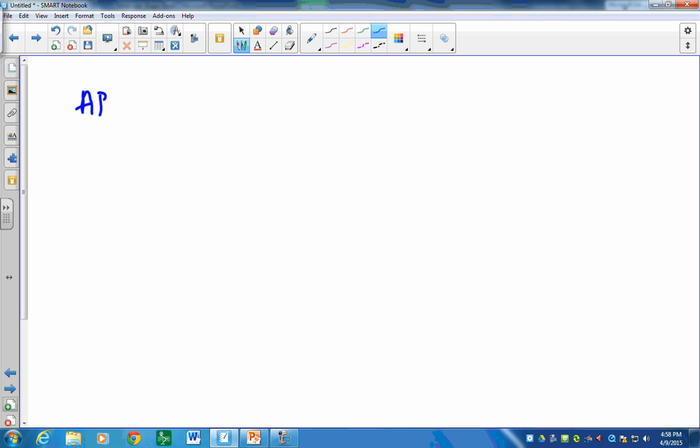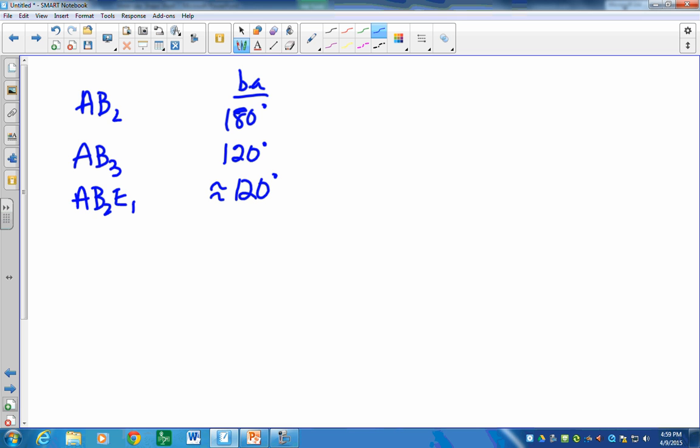Now, if I was going to, because you guys weren't here, bring this all together, AB2 has a bond angle of exactly 180 degrees. You can get that off the front. AB3 has a bond angle of 120 degrees. And AB2E1 is in the same family, but we say approximately 180 degrees because the lone pair takes up a little bit more space and it kind of squishes stuff down. But notice they're the same, you just put the approximate symbol.